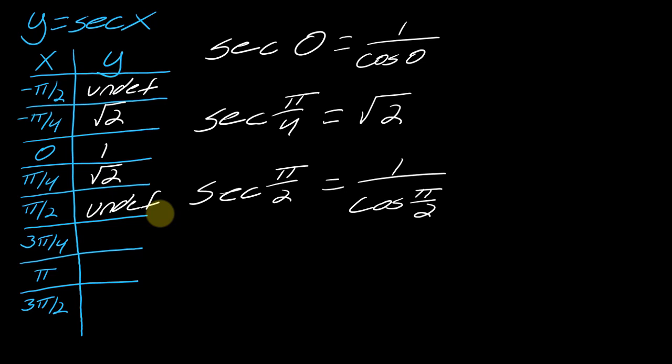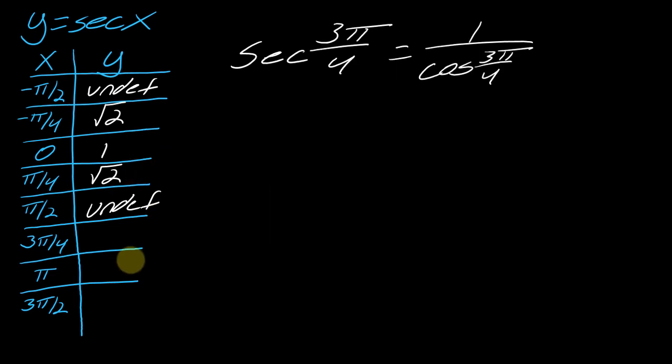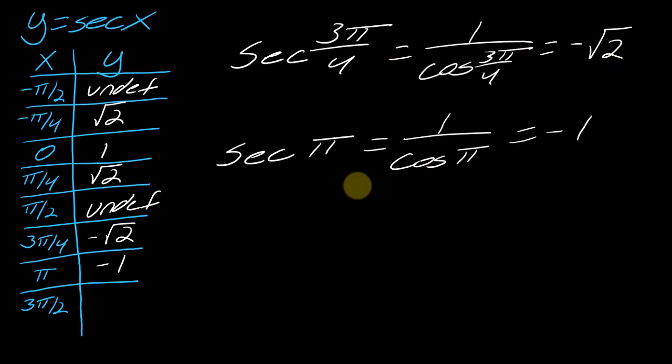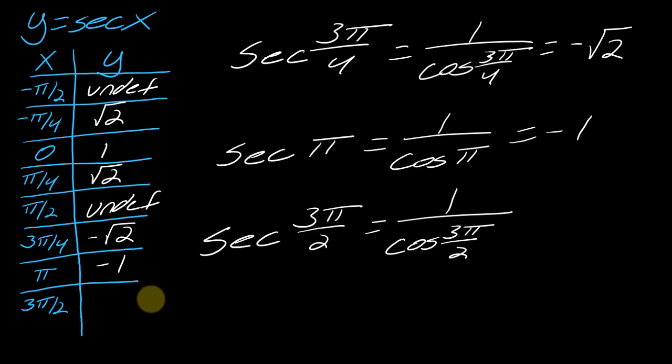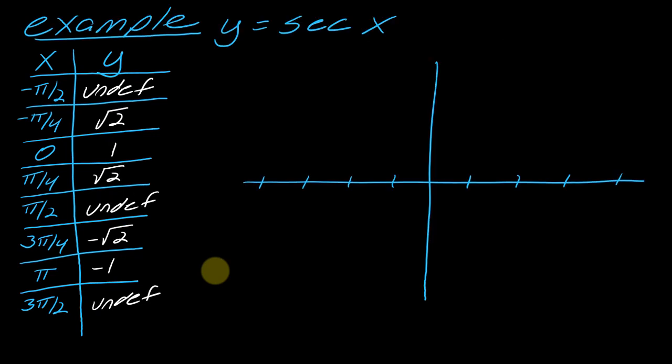So this looks nothing like sine and cosine and tangent and cotangent, right? We have these kind of wacky coordinates, but like I said, just go with me here. If I continue this, plugging it in, I'll get negative square root of 2. And then if I plug in pi, I get negative 1, and then I come back here and I'll get something that's undefined. So I have all these points here.